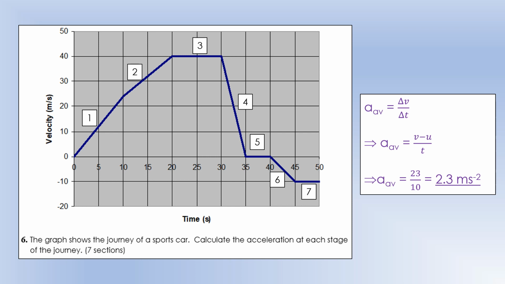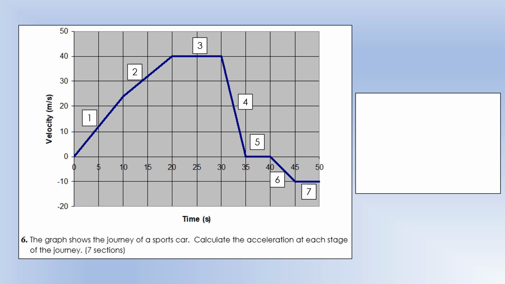The final velocity I've said is about 23. The initial velocity is 0, which is why we subtract 0. That will happen over 10 seconds, giving us 2.3 meters per second squared. The next section we can see is going to be a smaller acceleration because the gradient has got shallower. So again, we can plug the numbers in, and we get our 1.7. So it is indeed slightly smaller.